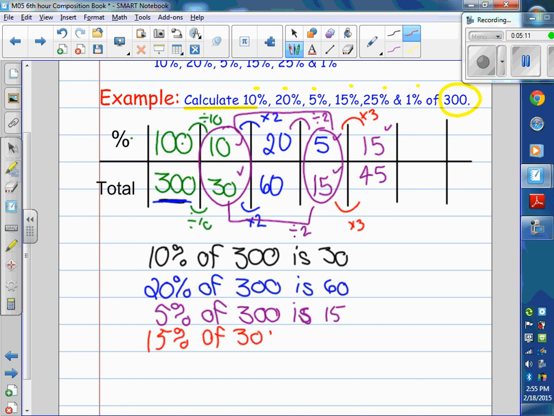With your worksheet, let me just give it to you. One other one: can you find 1%? Can you go from 10 to 1? Yeah, 3. Divide by 10, right? 3.